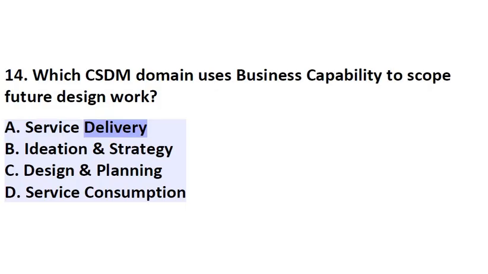14. Which CSDM domain uses business capability to scope future design work? A. Service delivery. B. Ideation and strategy. C. Design and planning. D. Service consumption. Answer: C. Design and planning.